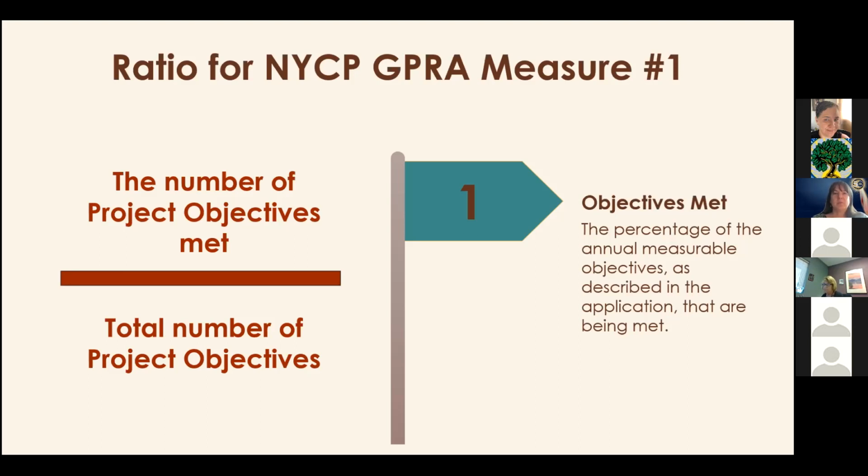For this one, your bottom number is the total number of project objectives that are defined in your application. I should say briefly too that we're using the terms project measure and project objectives a little bit interchangeably here. So that bottom number is the total number of project objectives or project measures that you've defined and report on each year. The top number then is the number of those objectives that are being met.